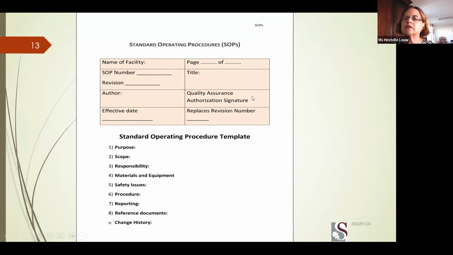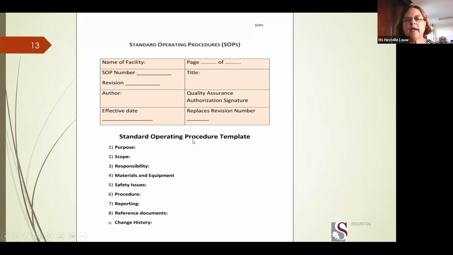assurance authorization signature. Now, one of the things to make sure that your policy is successful and is accurate is that you can have the review from a quality assurance group that can look at that. And it's the first time that I see that they've got the quality assurance put in there for authorization. But this is a general one that I've got here. But it's good to look at the quality assurance authorities as well. And then the effective date and the replace revision number when they have to do it.